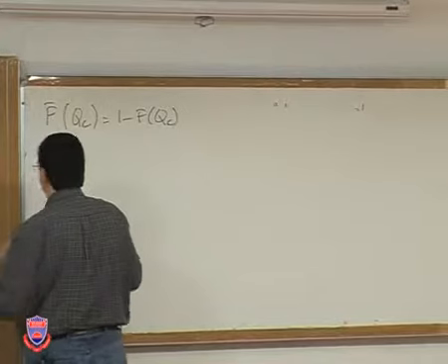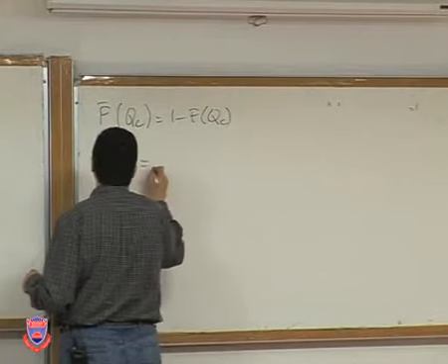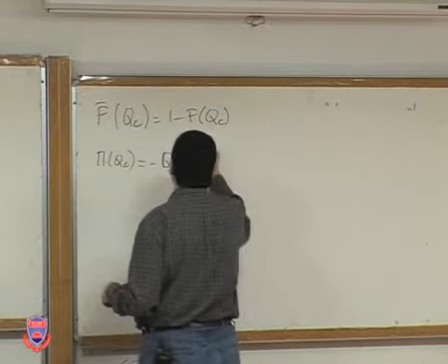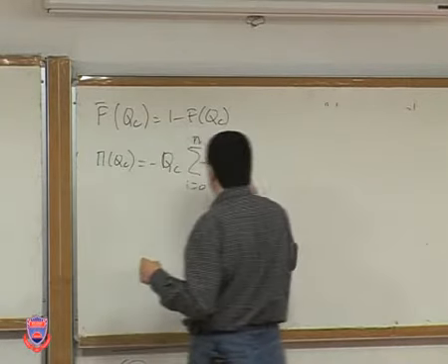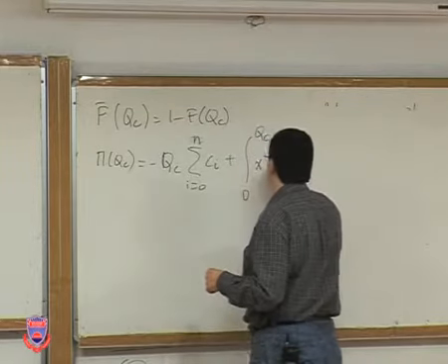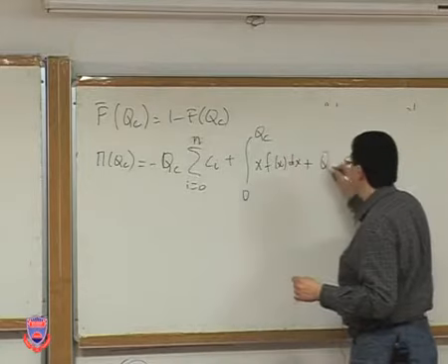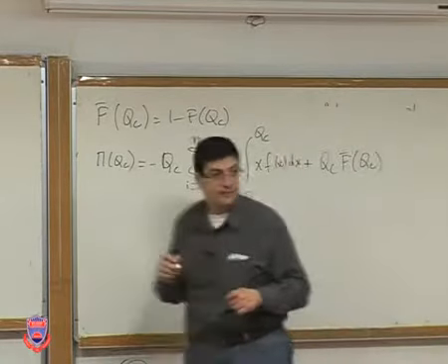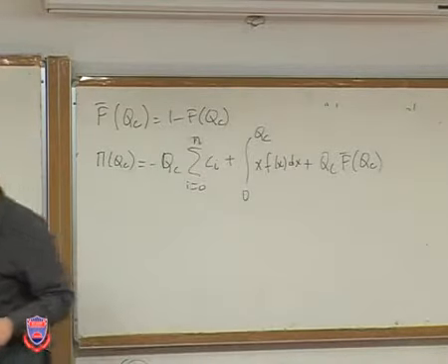So if I rewrite this, π(Q_C) is minus Q_C times the summation over i from 0 to n of C_i, plus the integral from 0 to Q_C of x f(x) dx, plus now I have Q_C F bar of Q_C. Okay? So I introduced this notation.